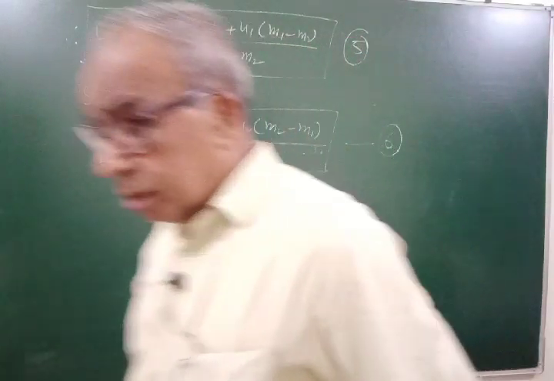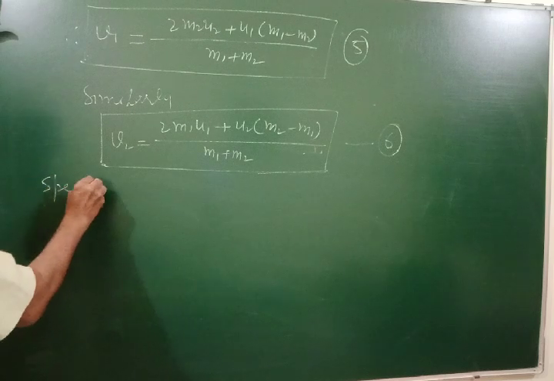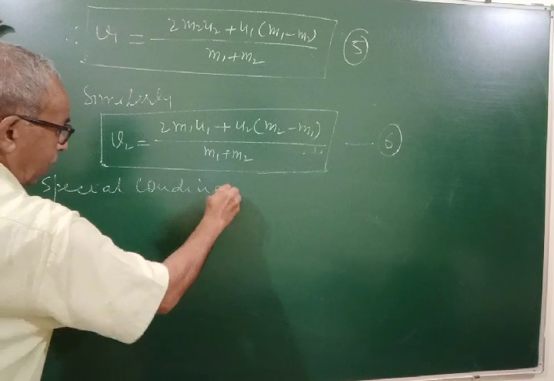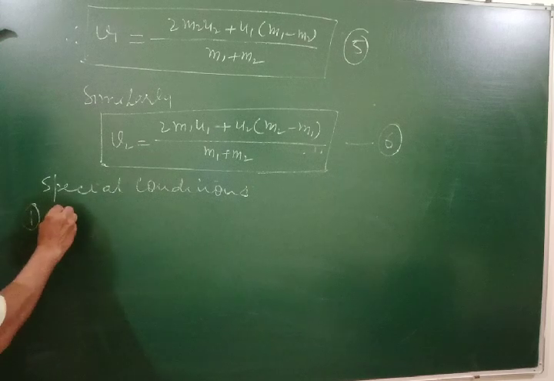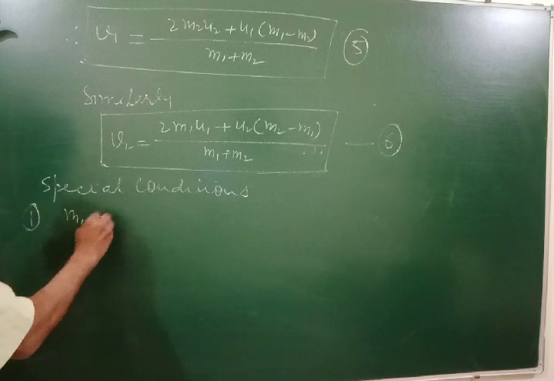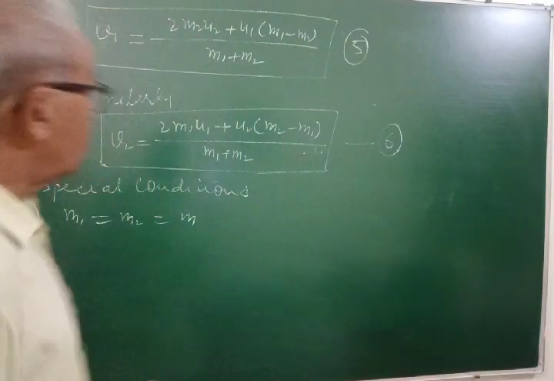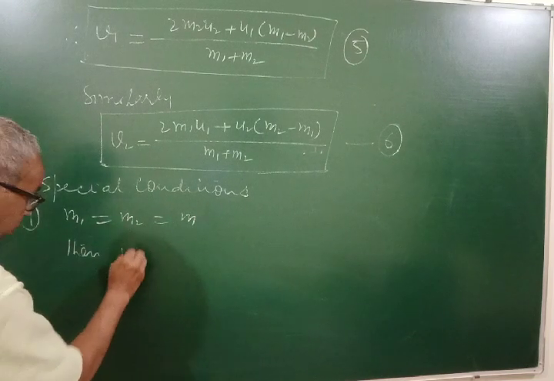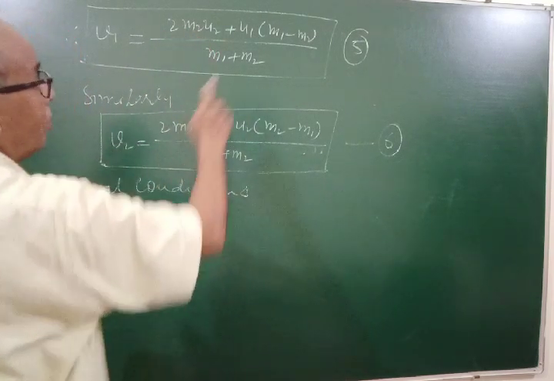Now there are some special conditions. वो क्या है भाई? Number 1. If m1 is equal to m2 is equal to m, both bodies have the same mass. So what is V1 then? V1 is equal to 2m.